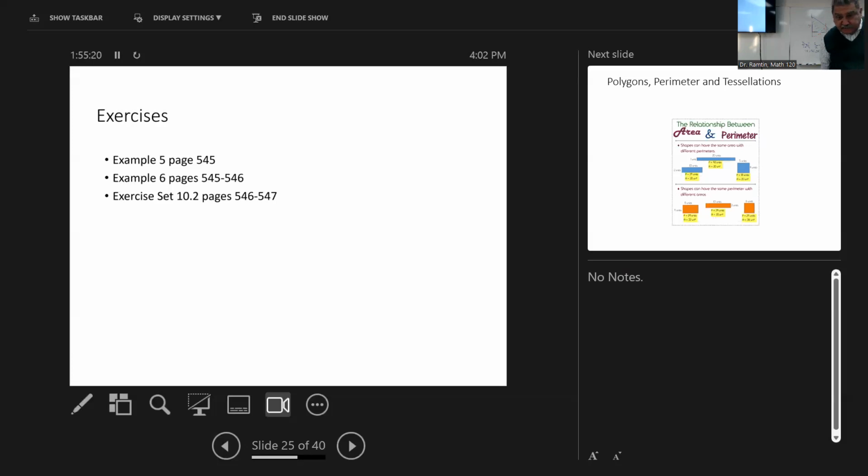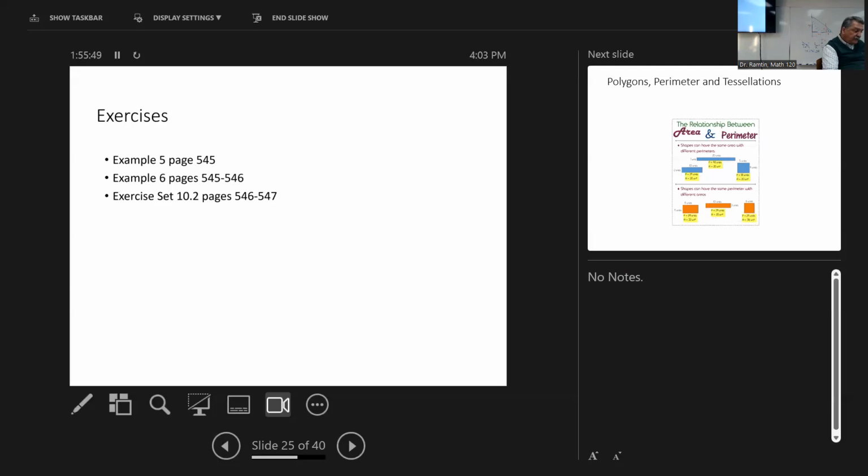Example number 6 is very good. It's a very practical example. It says a wheelchair ramp with a length of 122 inches has a horizontal distance of 120 inches. What is the ramp's vertical distance? Take a look at the picture on the next page, figure 10.17.